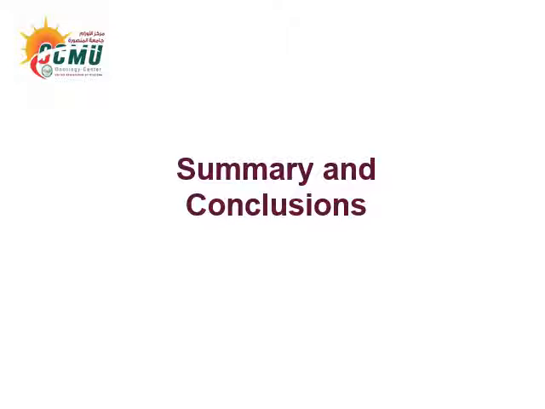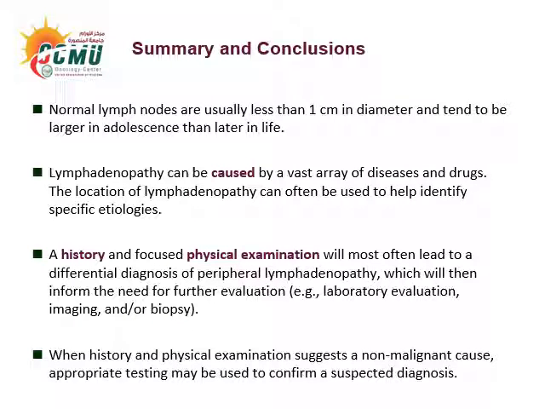Finally, summary and conclusion. Normal lymph nodes are usually less than 1 cm in diameter and tend to be larger in adolescents than later in life. Lymphadenopathy can be caused by a vast majority of diseases and drugs. The location of lymphadenopathy can often be used to help identify specific etiologies. A careful history taking and a focused physical examination will most often lead to a differential diagnosis of peripheral lymphadenopathy, which will then inform the need for further evaluation, laboratory evaluation, imaging, and/or biopsy.